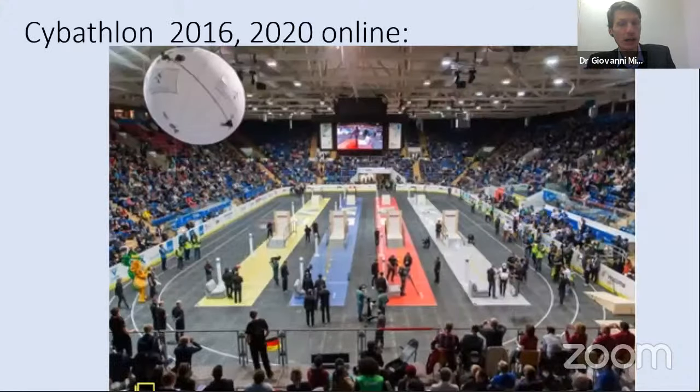Just as an example of how technology can be viewed, this is the Cybathlon, which is a competition showing the ability of assistive technologies. Now, this is based in Switzerland, and this year in 2020, it was held online because of the pandemic. You might think that these technologies are all out of reach of the average user around the world.